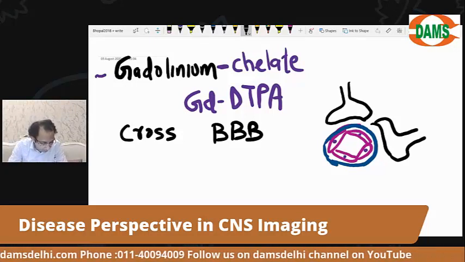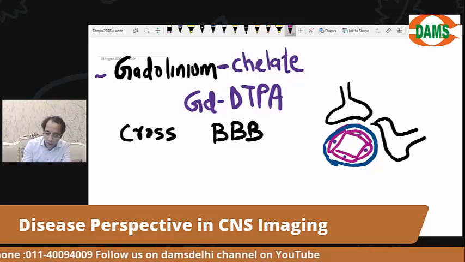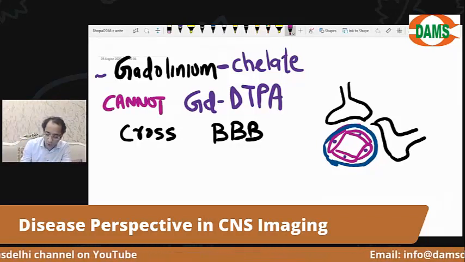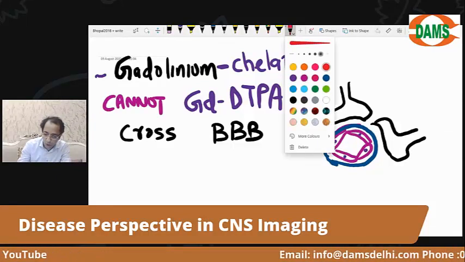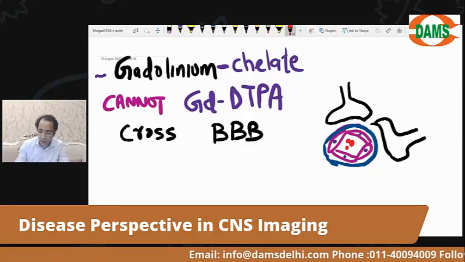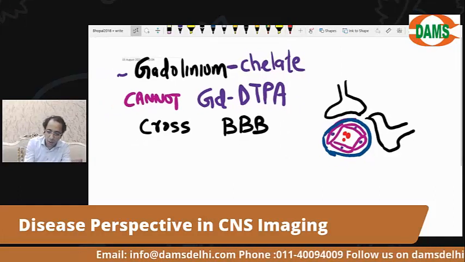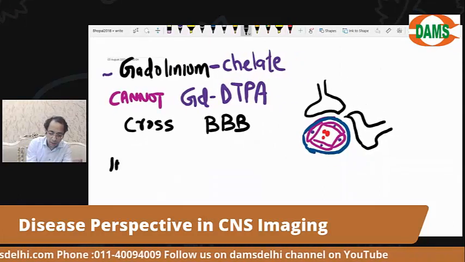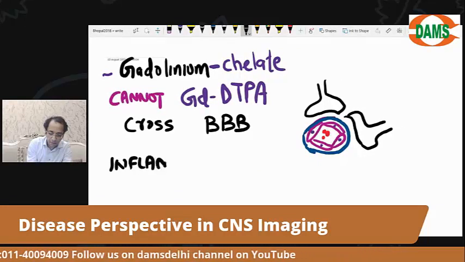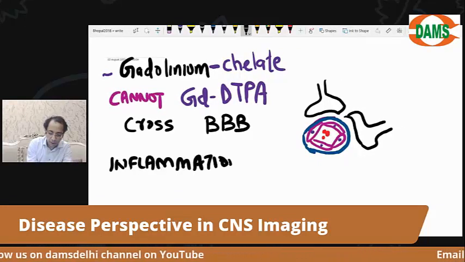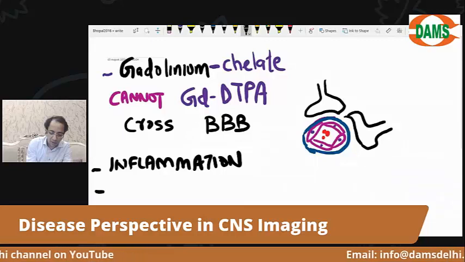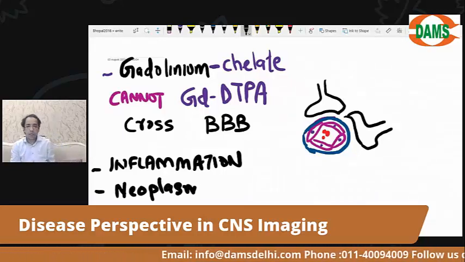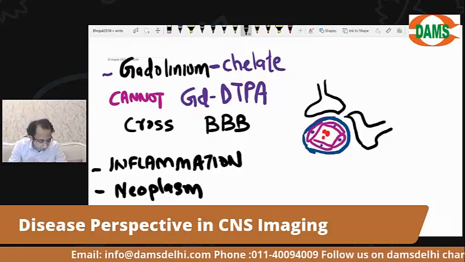Gadolinium cannot cross the blood-brain barrier. Correct. Because it is a large molecule, it cannot cross all these barriers and cannot go into the brain. My two questions are: what will happen in inflammation, and what will happen if you have an aggressive neoplasm in the brain? Anybody? What will happen to the blood-brain barrier?